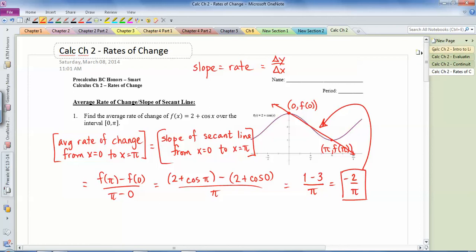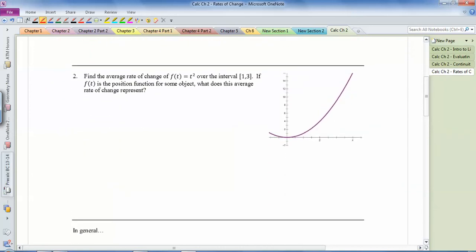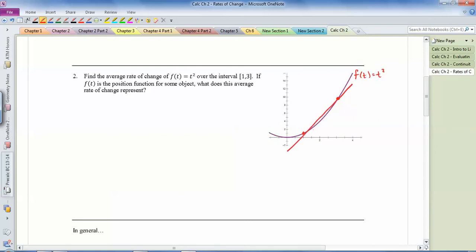Okay, let's do one more example. So find the average rate of change of f of t equals t squared. So this graph right here is f of t equals t squared over the interval from 1 to 3 right here. So from here to here. So that means that graphically what we're asking for is the slope of this line here that goes through those 2 points.